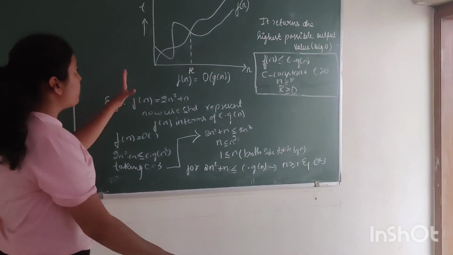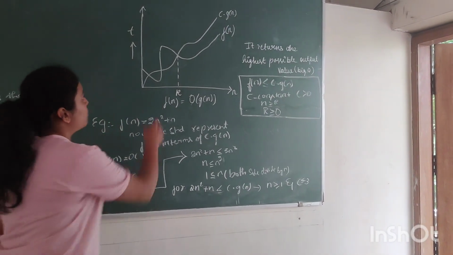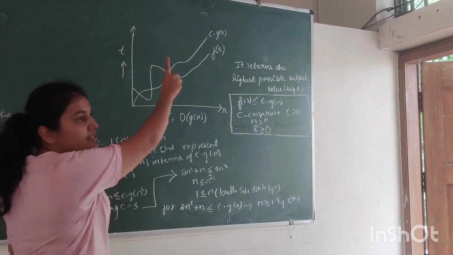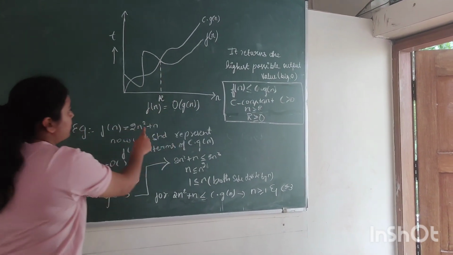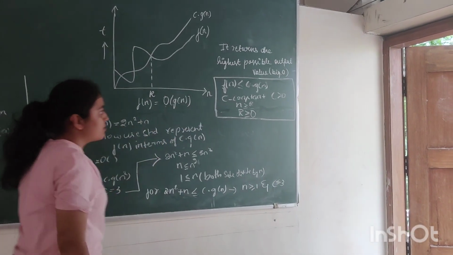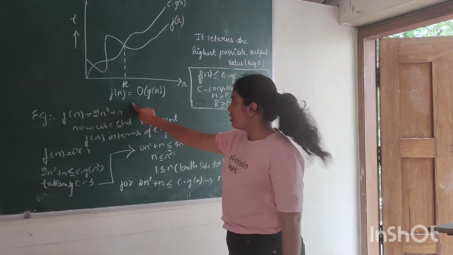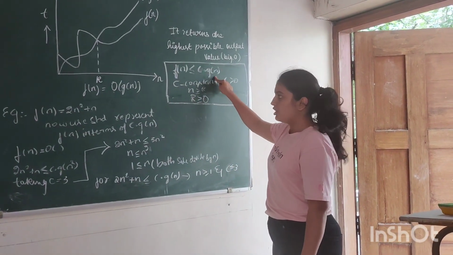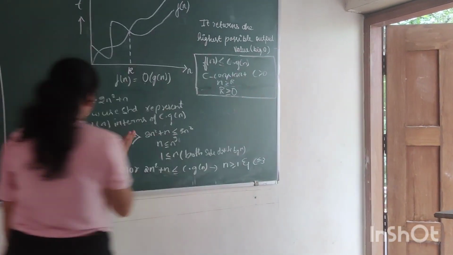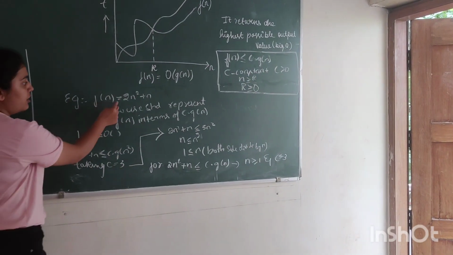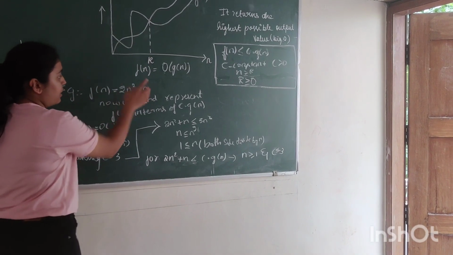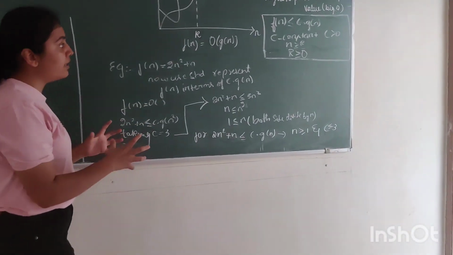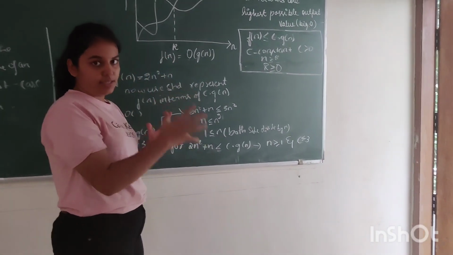So this is the graph for big O notation. As you can see here, we have function f of n and constant c of g of n. So this is the expression which represents the big O notation. So f of n should be less than or equal to c of g of n. So let's take an example. Function f of n is equal to 2n square plus n. As we can see here, we have to write an expression such that f of n should be less than c of g of n.